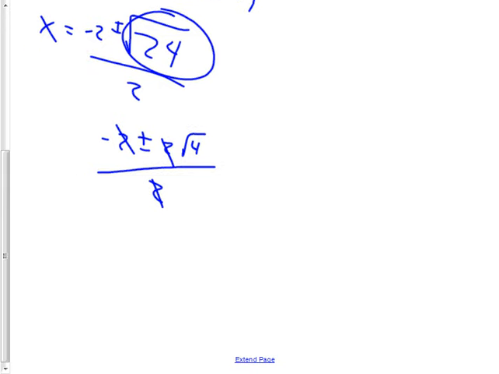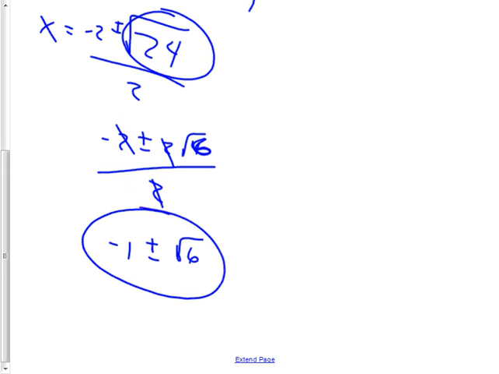Then this becomes -1 plus or minus 1 root 4, which is root 4, which is, wait a minute, it's not root 4, it's root 6, sorry, all over 1, but over 1 doesn't really do anything, so there is my final answer.